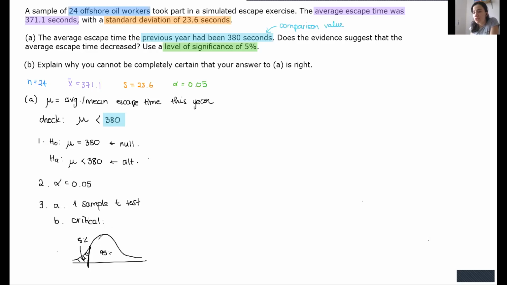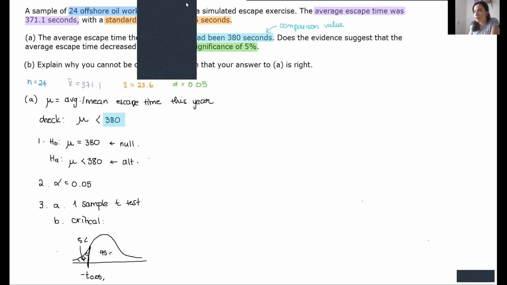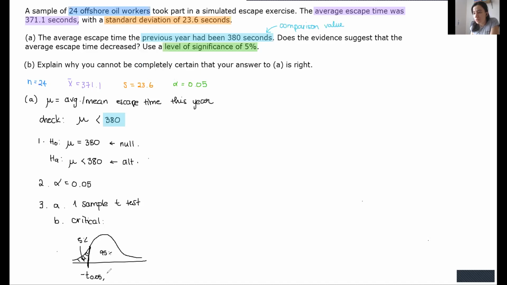Okay, that's not bad. We're going to have to look at the table to find the critical value, which is going to be minus t 0.05. But I have to remember to look at the number of degrees of freedom. The number of degrees of freedom is always n minus 1, so for this test it is equal to 24 minus 1, which is 23.